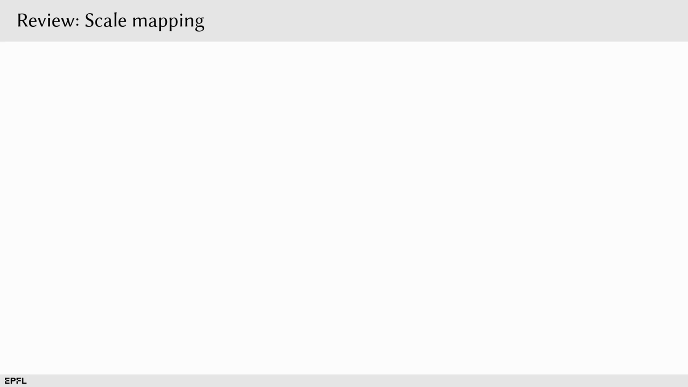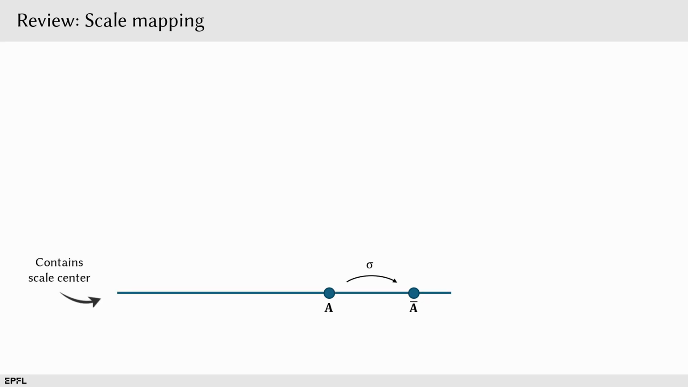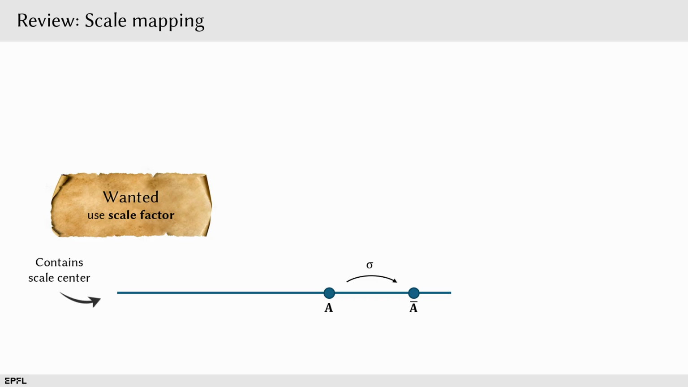Okay, so I would like to take the time and briefly discuss the main idea here. Suppose we're given 2 points, A and A bar, and we want to find a scale mapping that maps A to A bar. Again, as mentioned, we don't want to use the scale center, but we know that it will be contained on the line connecting A and A bar. But we also want to use the scale factor instead.